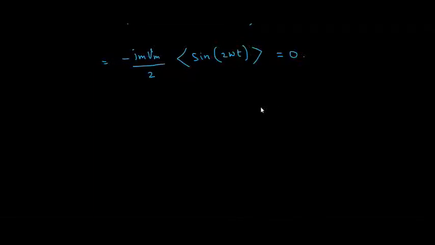Now the average power supplied to an inductor over a complete cycle is 0. This means the average power supplied to an inductor over a complete cycle is 0. So PL average is 0. Thus the average power supplied to an inductor over a complete cycle is 0. Now let us see a few of the examples.